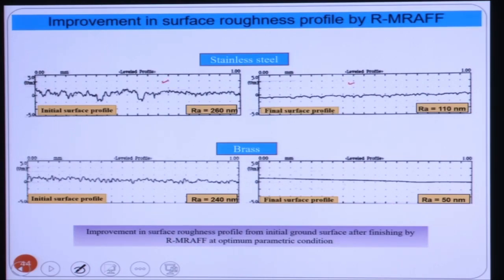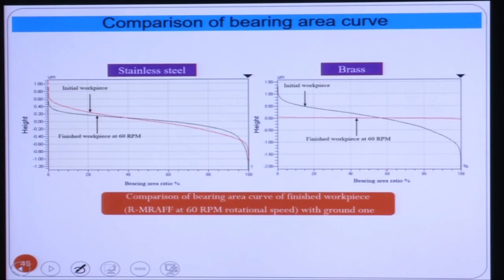This final surface roughness profile, you can see it is almost flat in case of the RMRFF process for stainless steel. For the brass workpiece, you can see it has become totally flat. So we got 50 nanometer in case of the brass workpiece and 110 nanometer in case of the stainless steel workpiece as the final surface roughness value. So this is the bearing ratio curve.